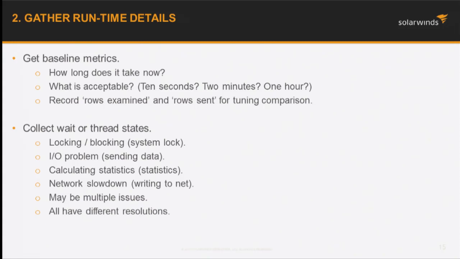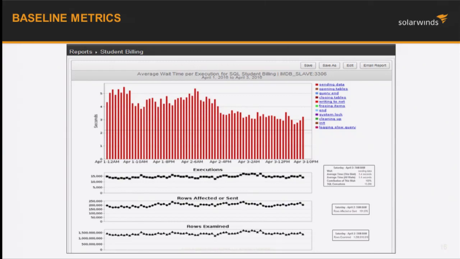But then I always grab rows examined and rows sent, because I hope the rows examined come down for my result set. And I'll talk about that more later. And then, of course, you gather your thread or wait states. And like I said, there's solutions to any one of these. What I often do when I have a lot of wait states in one query is work with the one that's spending the most. And if you tune that, sometimes some of the others will disappear. Not all the time, but sometimes.